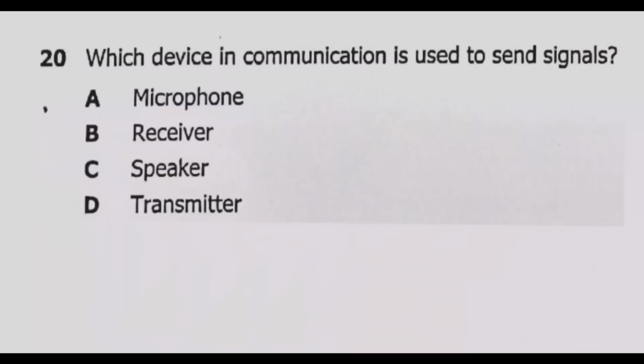Which device in communication is used to send signals? A, microphone. No, a microphone just converts sound energy into electrical energy. B, receiver. This one just receives information. C, speaker converts electrical energy to sound energy. D, transmitter. It's the one that transmits signals, so it's the one that sends signals. So the correct answer is D.